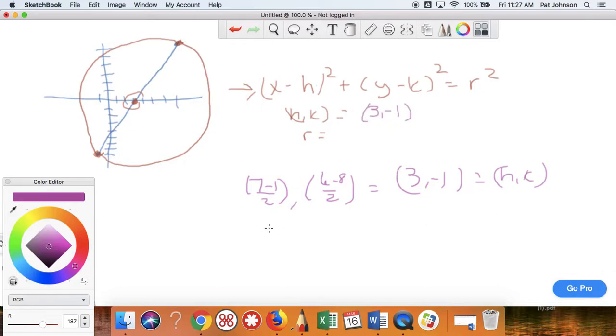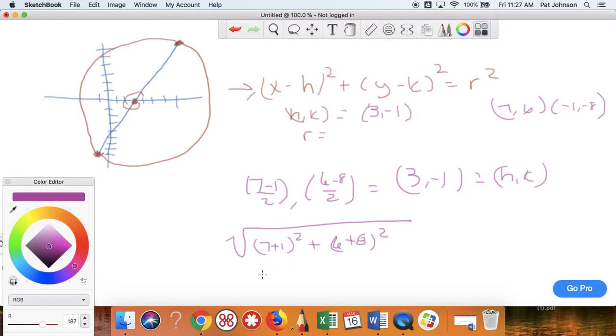Now I need an R, so I'm going to use the distance formula between the given coordinates. So I'm going to take the square root of 7 plus 1 squared plus 6 plus 8 squared. And this is example 3, by the way, if you want to follow along in the book. The coordinates given were 7, comma 6 and -1, comma -8. So those are those coordinates.